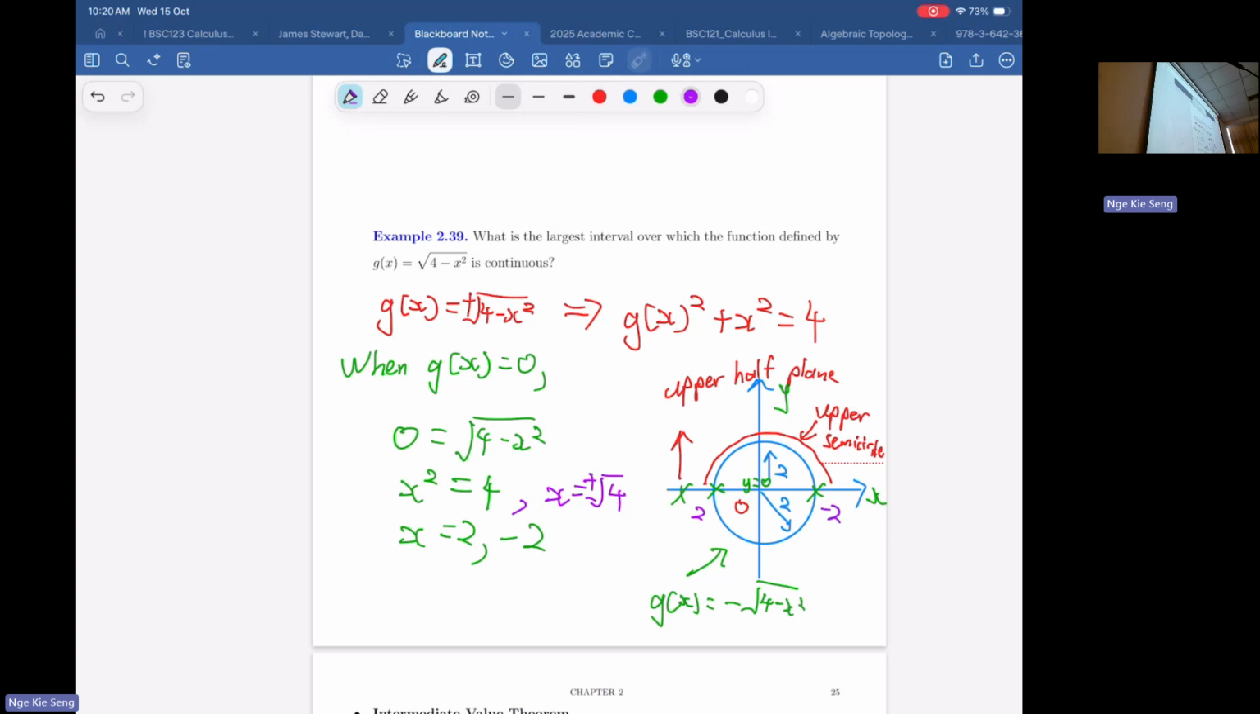And you realize that if you put anything in between 2 and minus 2 into this square root function, it will always be positive, because you always square to something less than 4. So let me write down what I said: for any x between minus 2 and 2, with minus 2 on the left and 2 on the right, 4 minus x squared should be greater than or equal to 0.